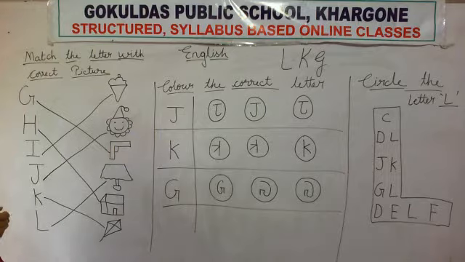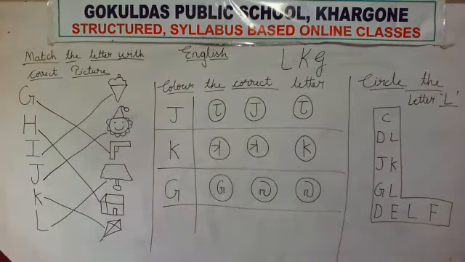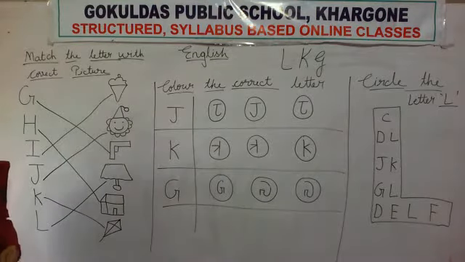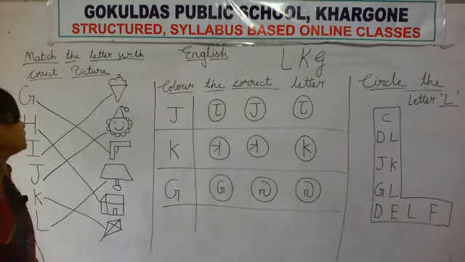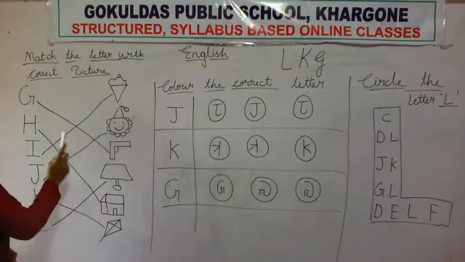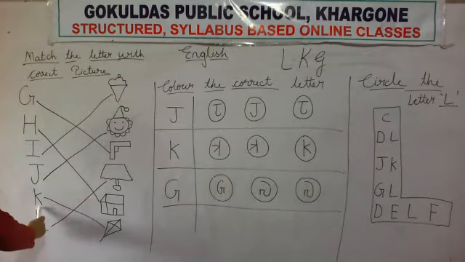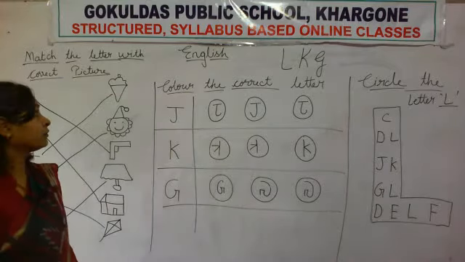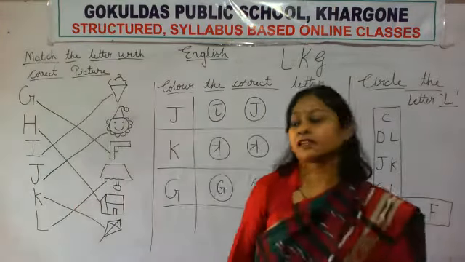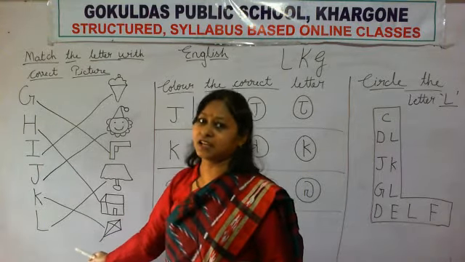What we have done? We have matched the letter with the correct picture. G with gun, H with house, I with ice cream, J with joker, K with kite, L with lamp. Okay. Now look here. Did you understand this? Yes, very good.